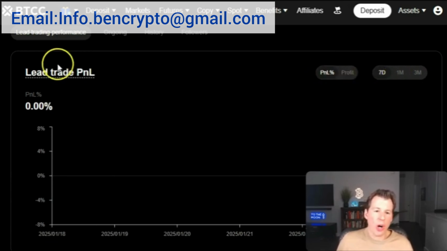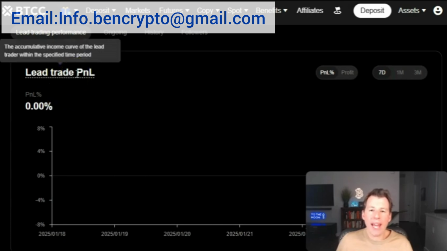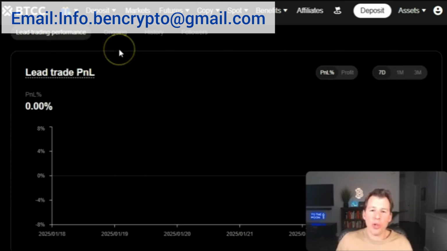So on the 7-day chart, Cappy has a 0% P&L. Why? Because he hasn't closed out any positions during the last 7 days. It's when you close out a position that it calculates your profit percentage. Now, I also showed you that he doesn't have any open positions right now. That is irrelevant to his P&L. His P&L is only dependent on the positions you've closed out during the time period.